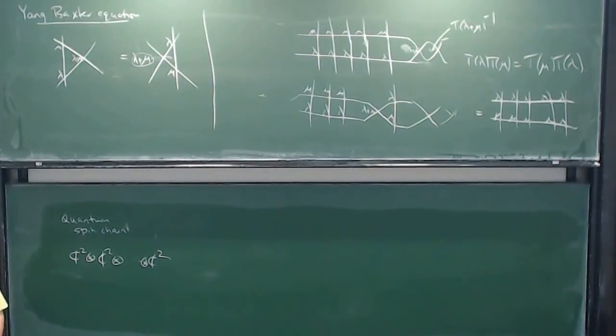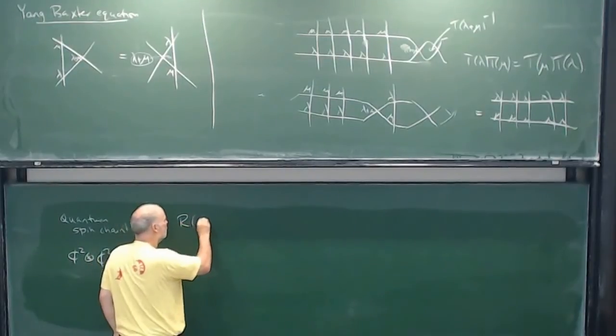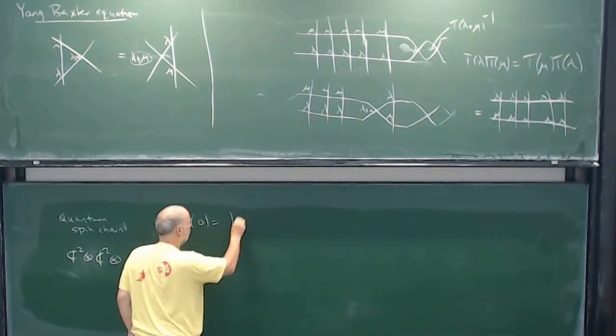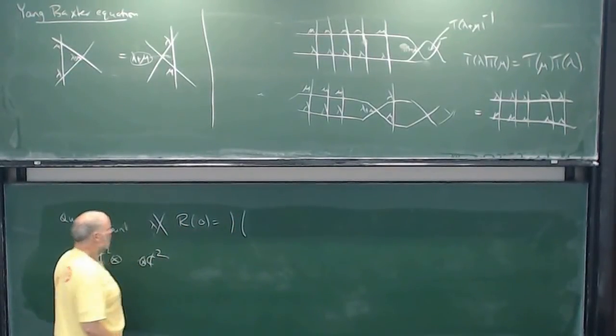Now, what I'm going to do is make a hypothesis on R. I'm going to suppose that R of 0 is equal to this thing here. Remember, R was this guy here.